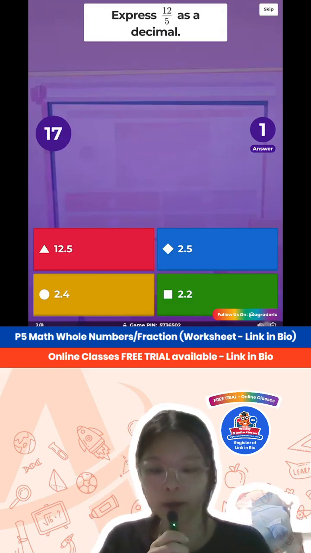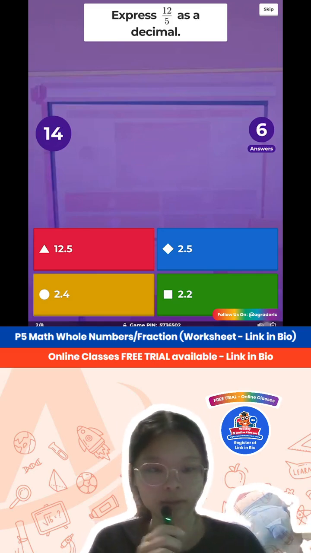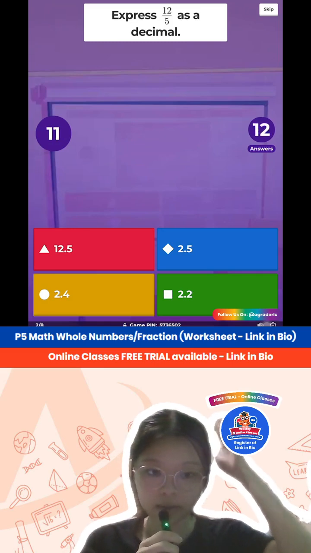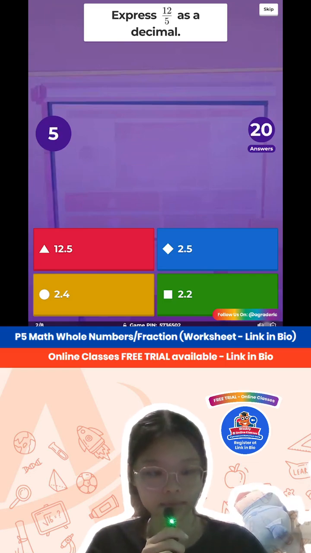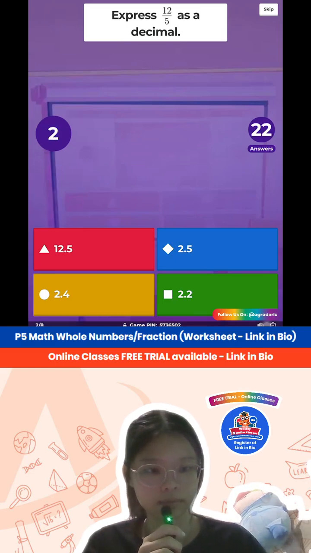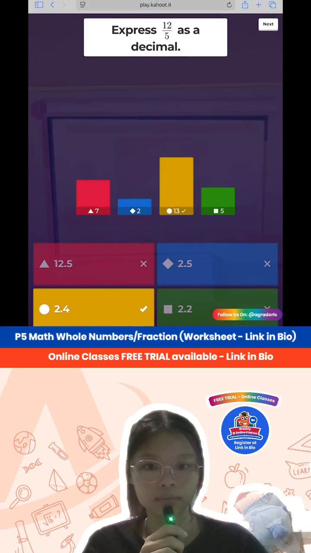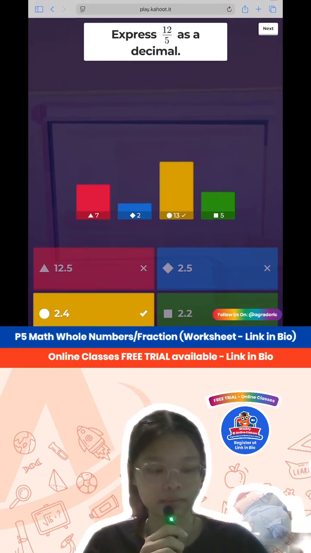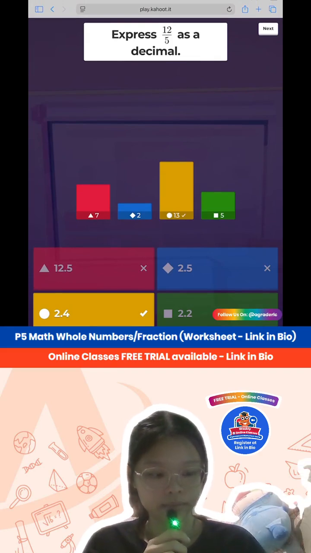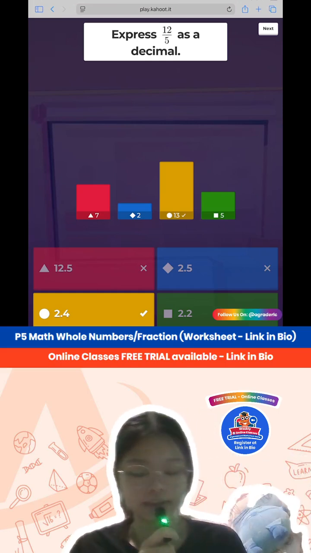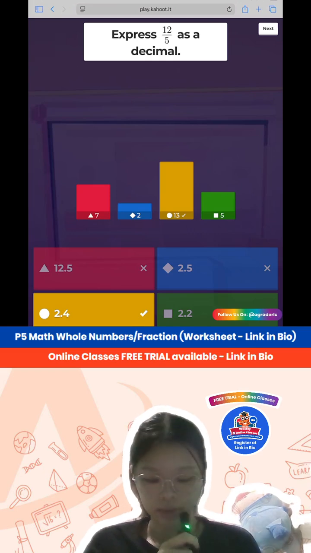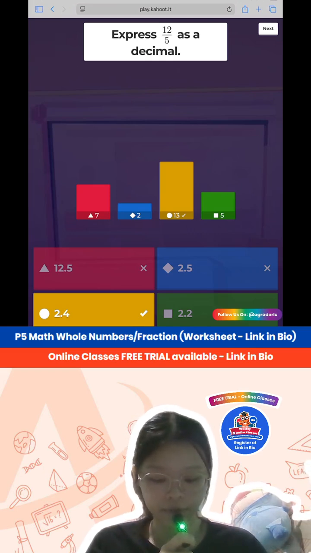Okay, express 12 over 5 as a decimal. Okay, good. Most of you got it right. 2.4. Okay, turn it into a proper fraction first. Okay, or mixed number first. Okay, the code, Grace, is 5736502.